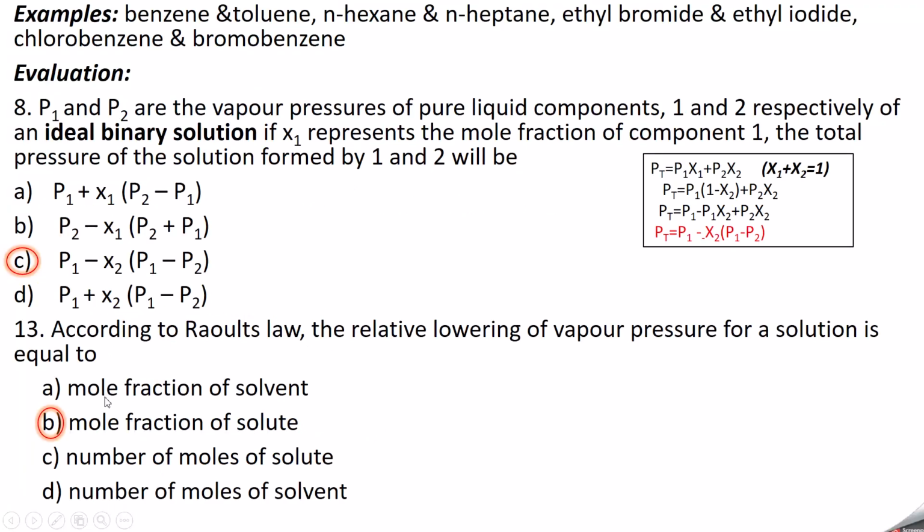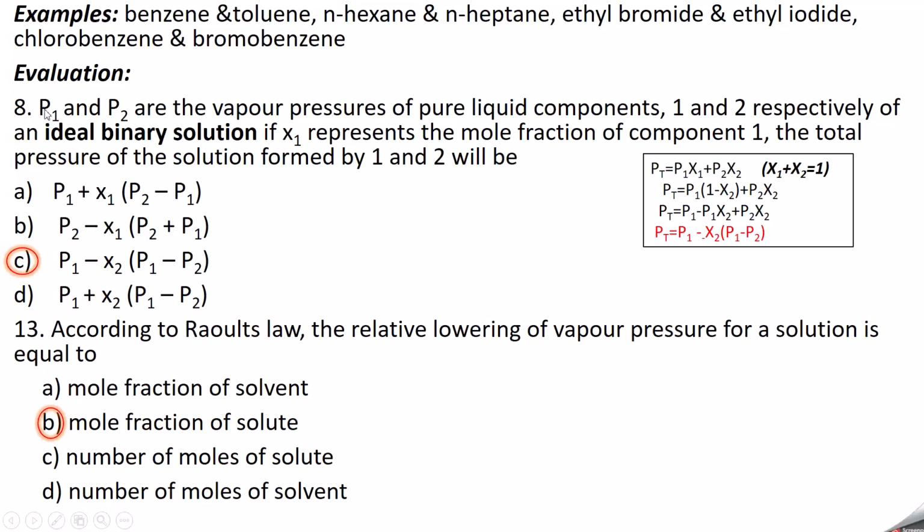Before the problems, we will go through some examples. Examples of ideal solutions: benzene and toluene. You can take n-hexane and heptane, ethyl bromide and ethyl iodide, chlorobenzene and bromobenzene as ideal solutions. In your book, at the end of the chapter there is an evaluation given. Here I have taken the 8th question as well as the 13th question from the evaluation.